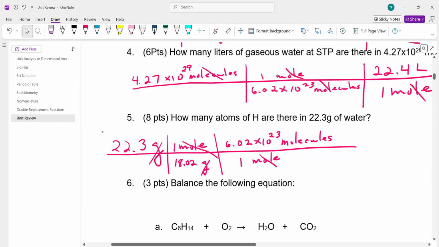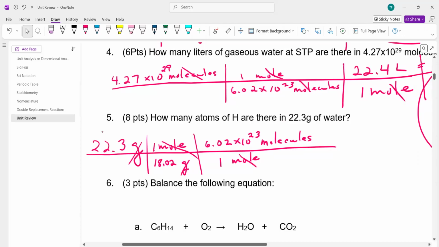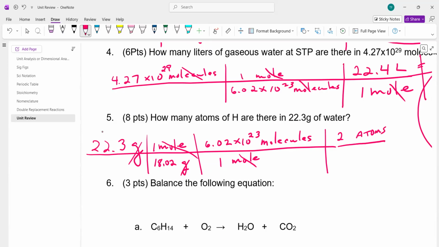Okay, we're not done yet. Now we have molecules of water. We want hydrogen atoms. So we need another conversion factor as to how many hydrogen atoms are in one molecule of water. It's a 2-to-1 ratio. So we need 2 atoms on top. And to cancel the molecules, we need 1 molecule on the bottom. And now we have atoms.